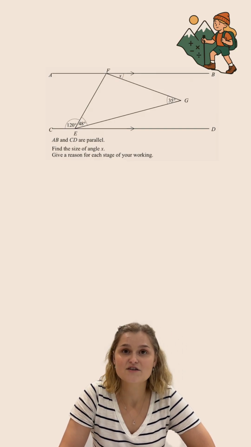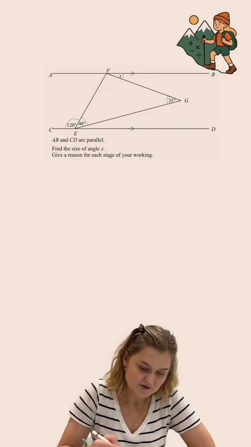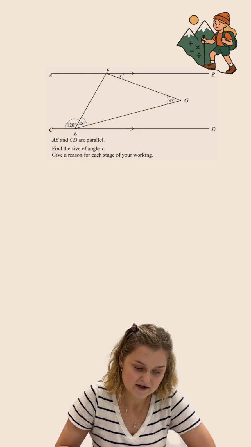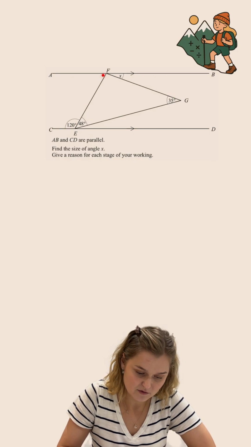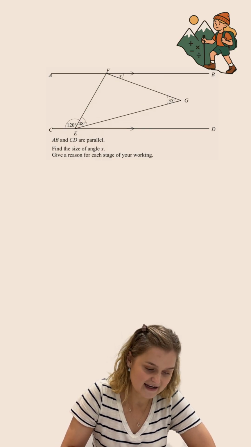With these angles questions, it's unlikely you'll be able to find the one you want straight away. You're probably going to have to find some other ones first. So I'm going to start off by finding this angle here, the angle EFG. And I know that I can find that because it's in a triangle. It's in the triangle FEG, and I know angles in a triangle sum to 180.